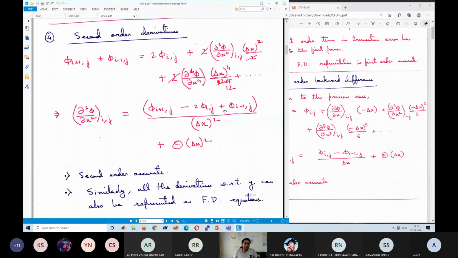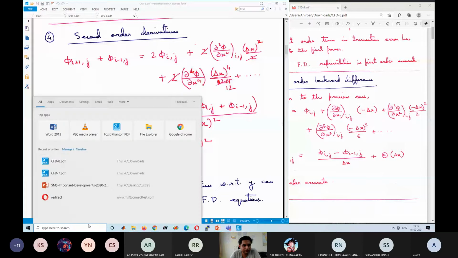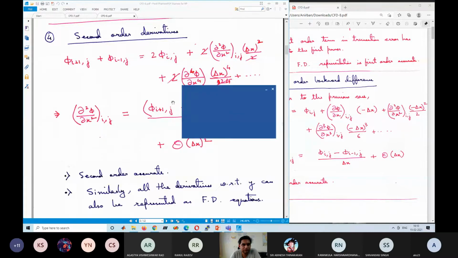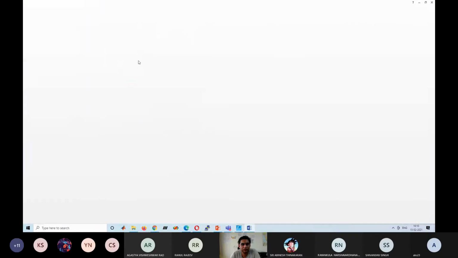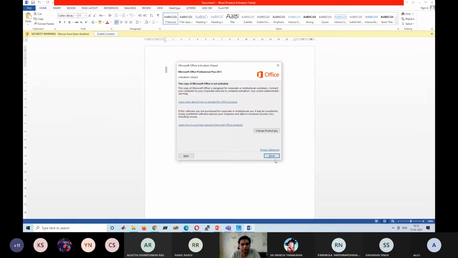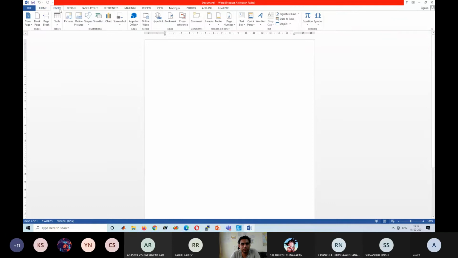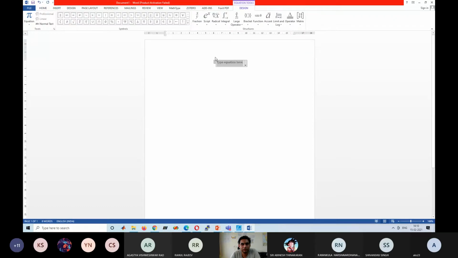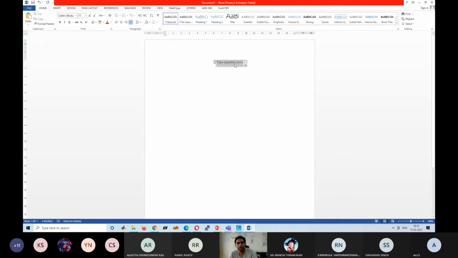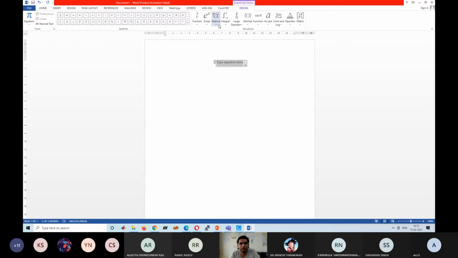What is the significance of this? So if you have this term alpha del square T del x square, we have this type of terms, right? Alpha del square T del x square. At least let me show like this. So say we have this term.